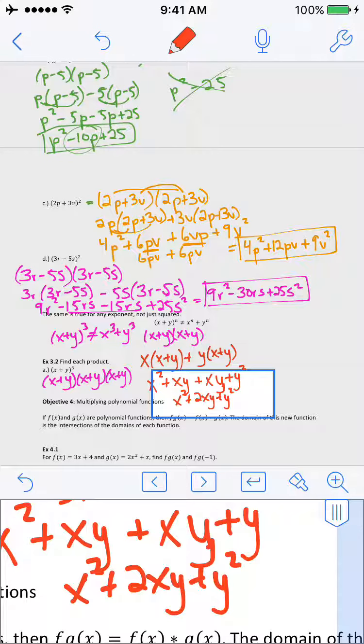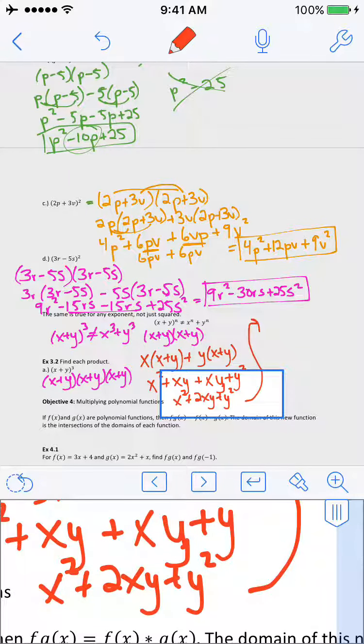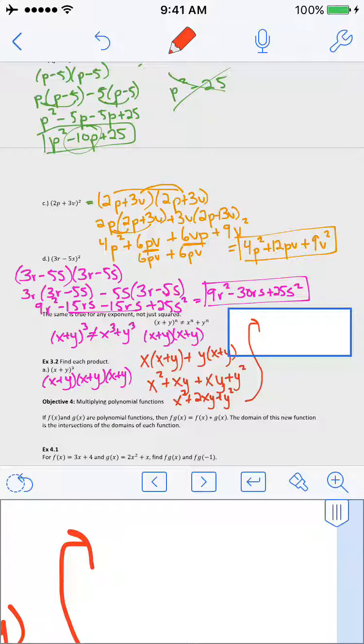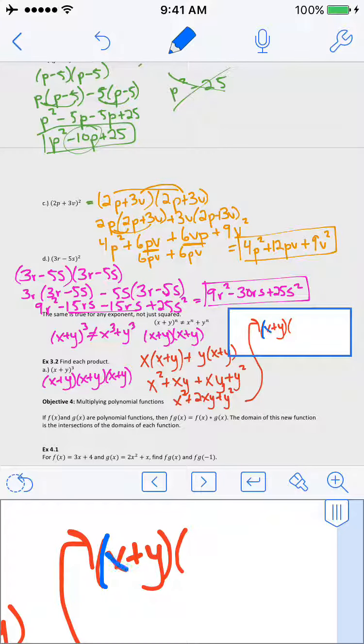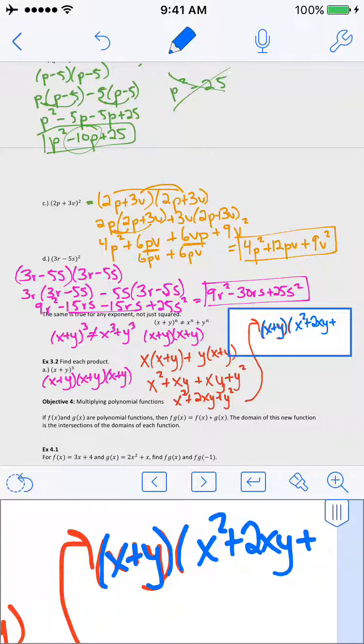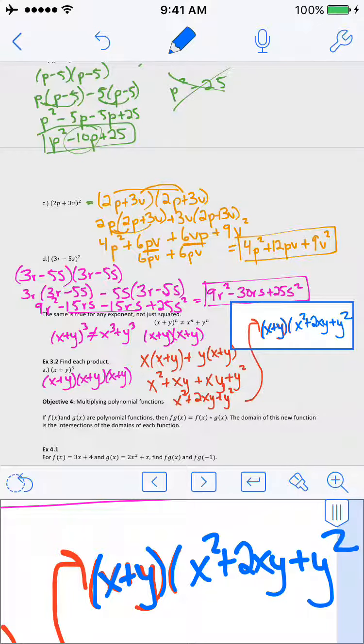Alright, now I'm going to take that and I'm going to go back up here and multiply it by another x plus y. And I think I'm going to put that first, because then I'm multiplying 2 things into a trinomial instead of 3 things into a binomial, but really it would be the same either way. So I'm just going to do it this way. Plus y squared. Awesome.